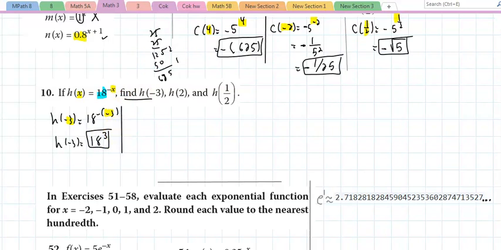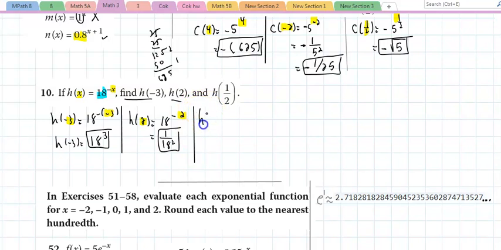If I want to find h of 2, that is 18 minus, the only value that's going to change is what I highlighted in yellow, and that would be 1 over 18 squared. Again, that's a large number. You could leave it like that. You're welcome to use a calculator for the homework.